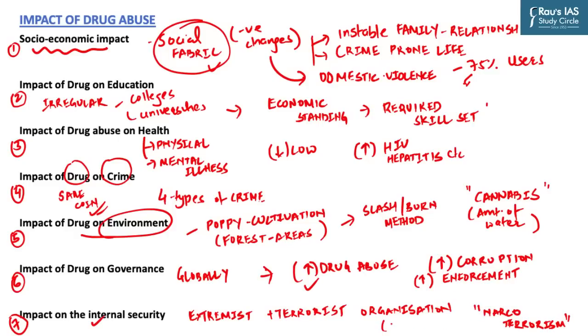A prime example is the Taliban and its takeover of Afghanistan, where it was able to sustain the fight against the mighty United States of America owing to its control over the large, multi-billion-dollar drug trade of Afghanistan. This brings us to the last part of our discussion, that is, what the Indian government has set up to fight this drug abuse.